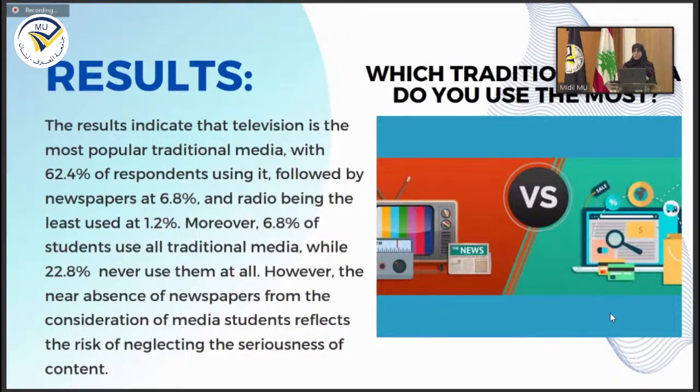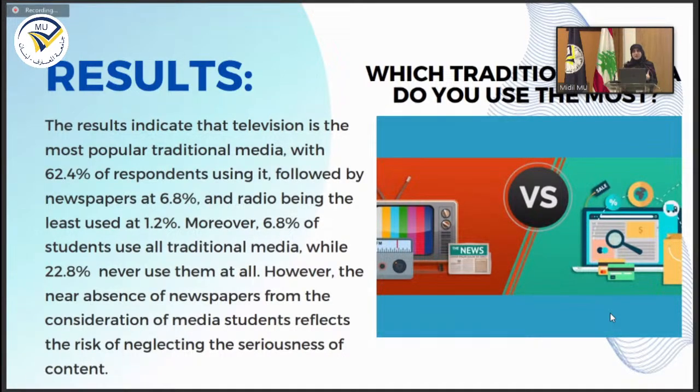Also, the second question, which traditional media do you use the most? The results indicate that television is the most popular traditional media for media students, with 62.8% of respondents using it, followed by the newspaper 6.8%, and the least is the radio 1.2%.